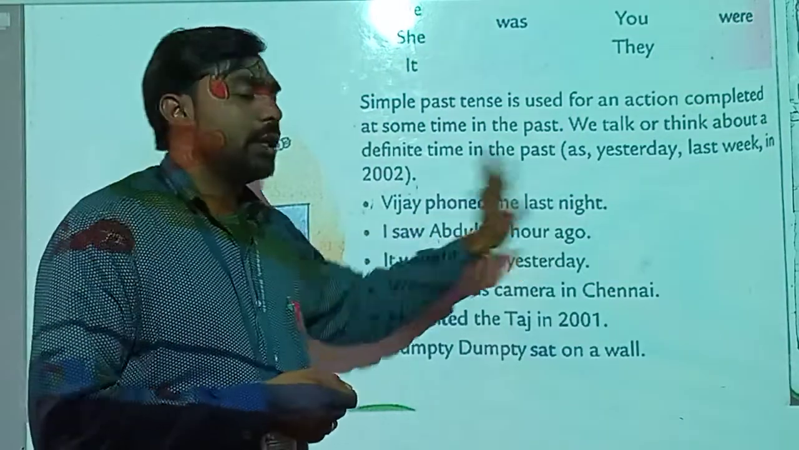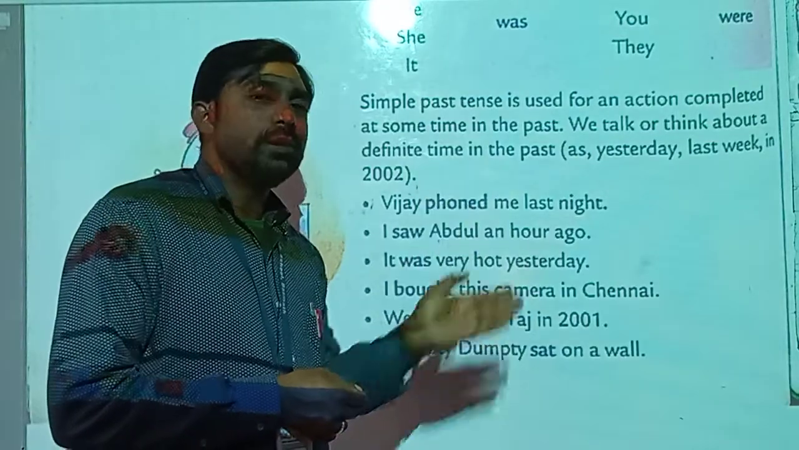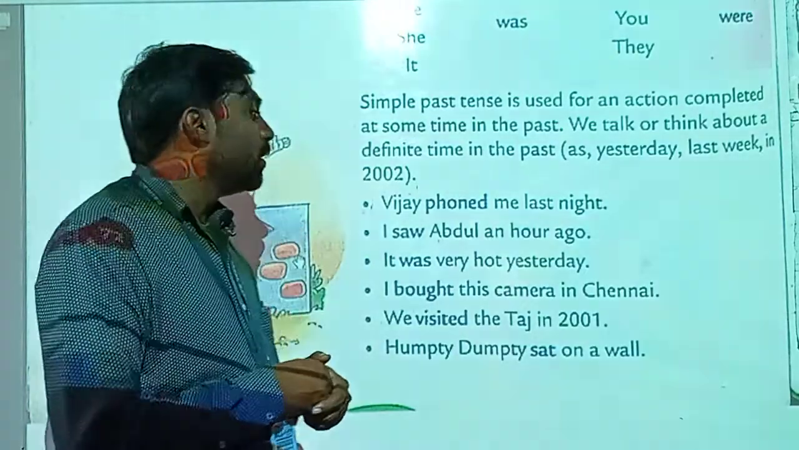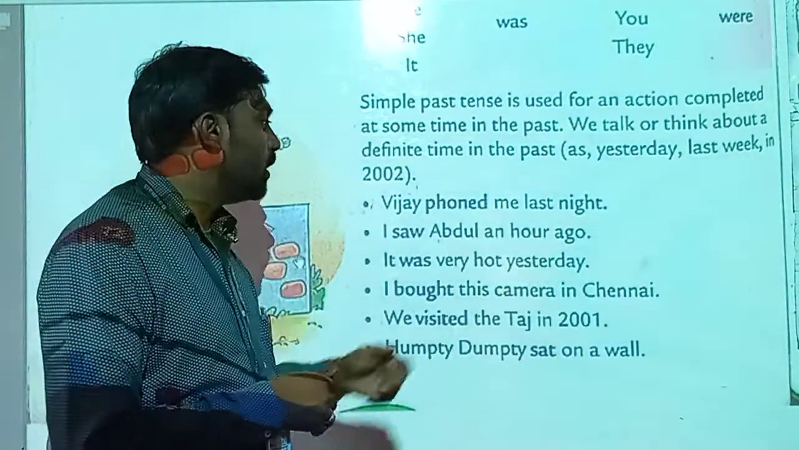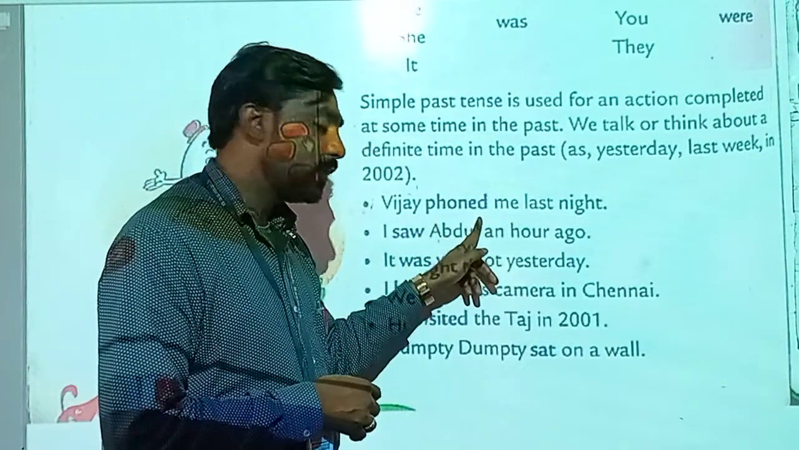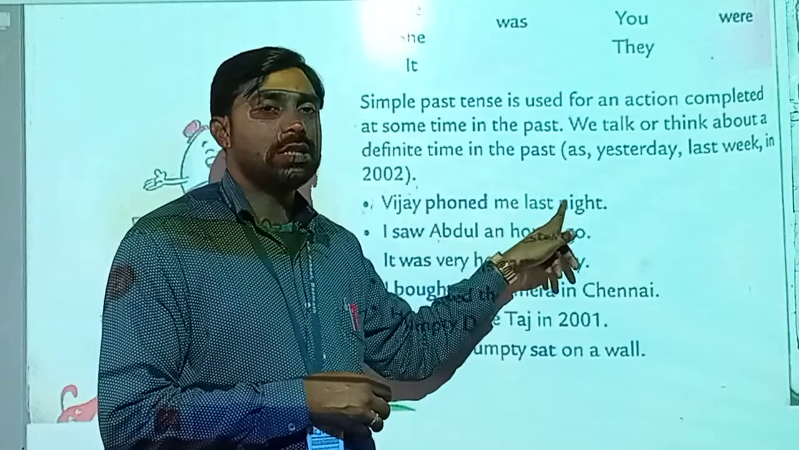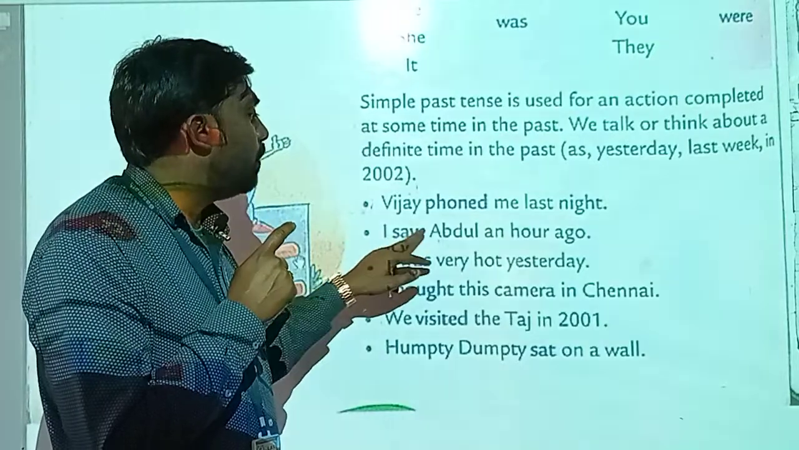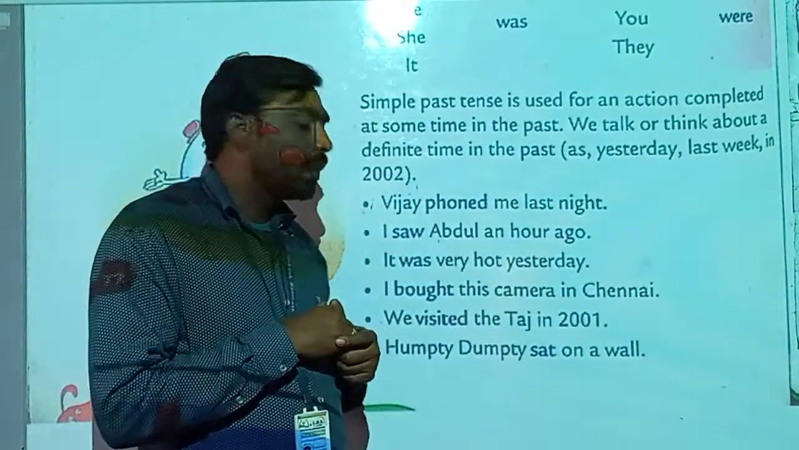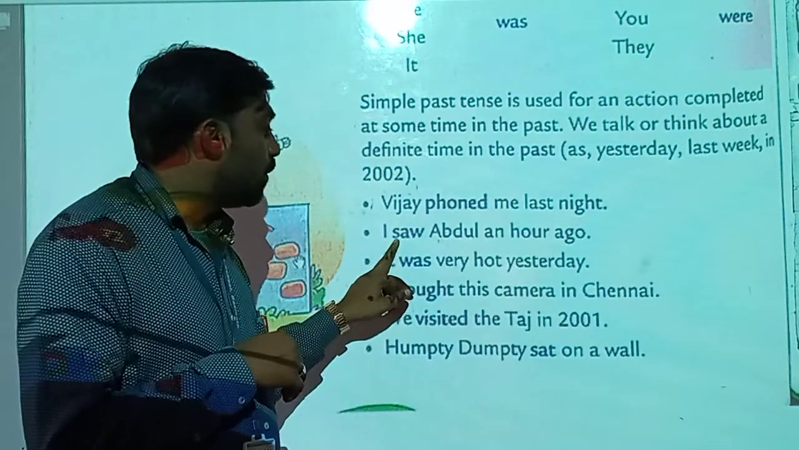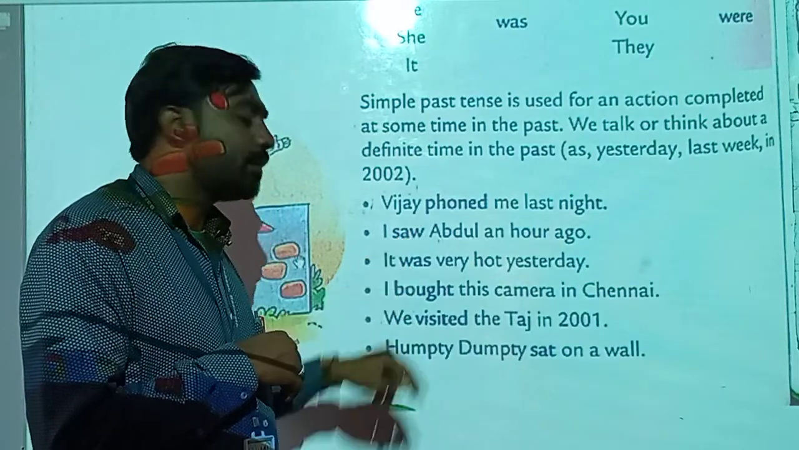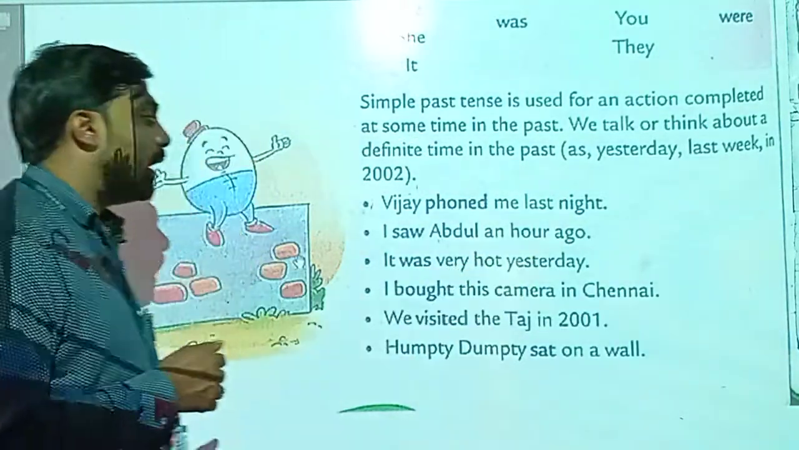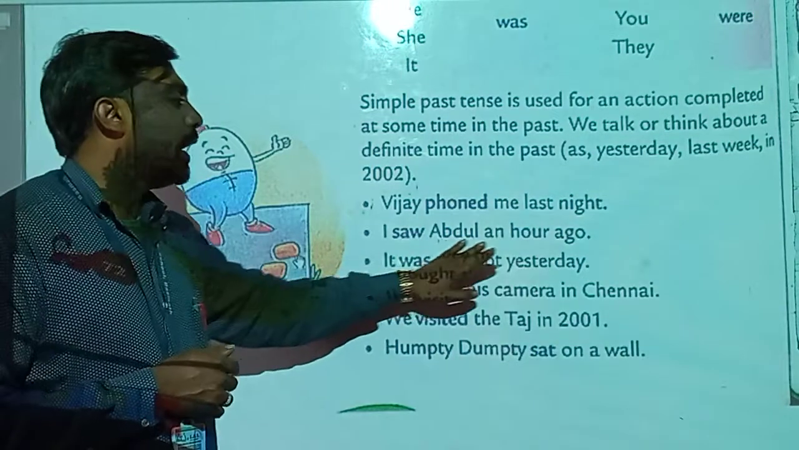Vijay phoned me last night. Now in simple present tense we have seen, my uncle phones me every day, daily. So that was the present form of that verb, but it is used here in past form, phoned. Vijay phoned me last night. It means when did Vijay complete his action? Last night only. I saw Abdul an hour ago. It means my action of watching, that is see, the past form of see is saw, was completed an hour ago. So, I saw Abdul an hour ago.